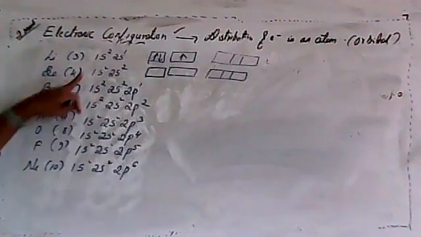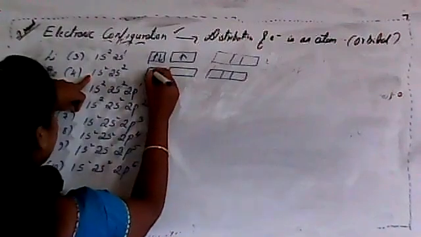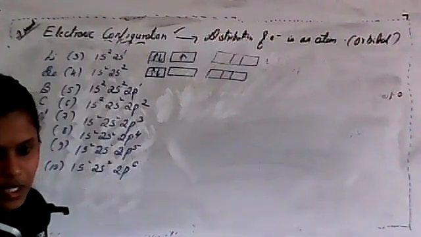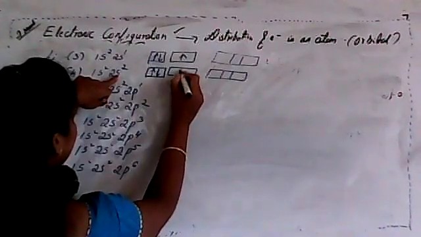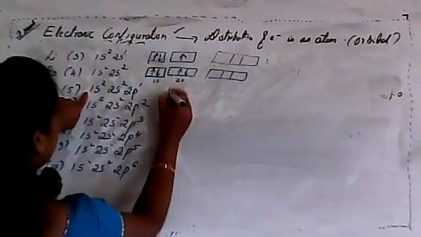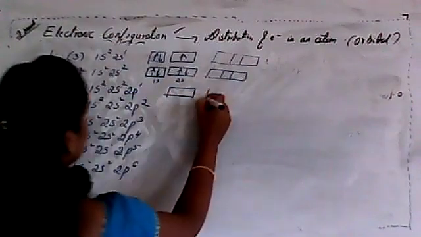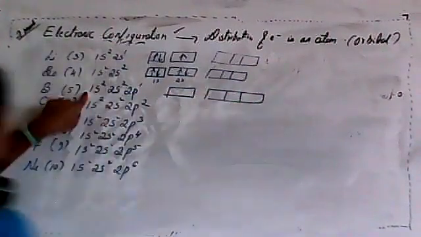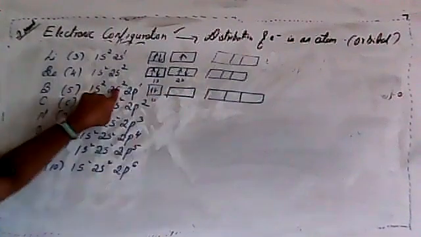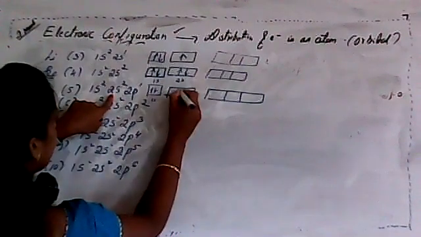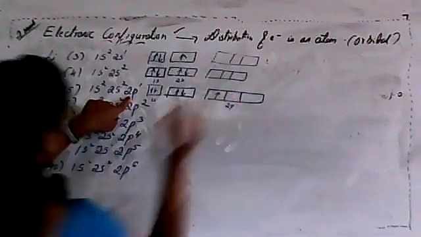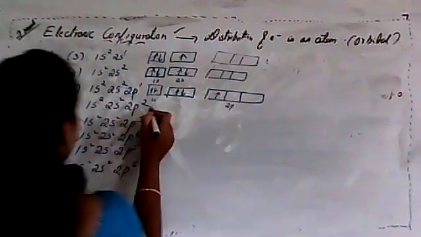Next one, 2 electrons in the s orbital, so I'll write them with opposite spin. Next one, s is filled again with 2 electrons. This is 1s, this is 2s. Then for boron, 1s is filled with 2 electrons, 2s is filled again with 2 electrons, and the p orbital is filled with only 1 electron. Clear?